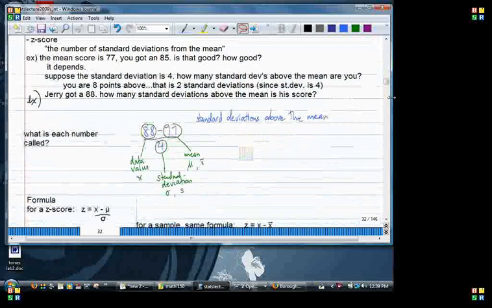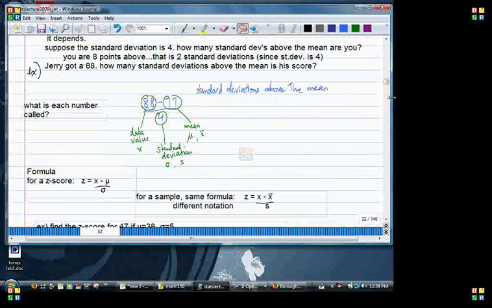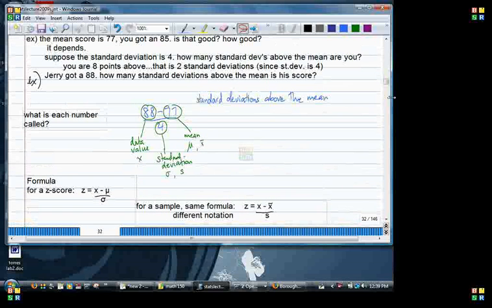That's it. And again, the notation depends on just whether you're working with a population or a sample. But it's the same idea either way. It's data value minus mean divided by standard deviation. And in fact, it's almost better if you remember it that way, because knowing it that way is going to help us for the rest of the semester. We're going to be using this for the rest of the semester.